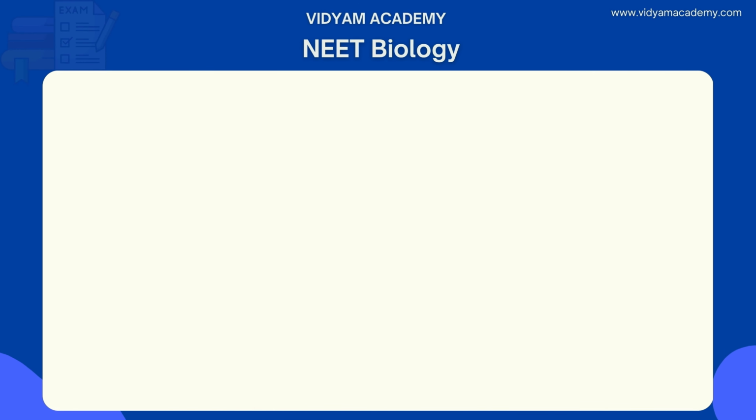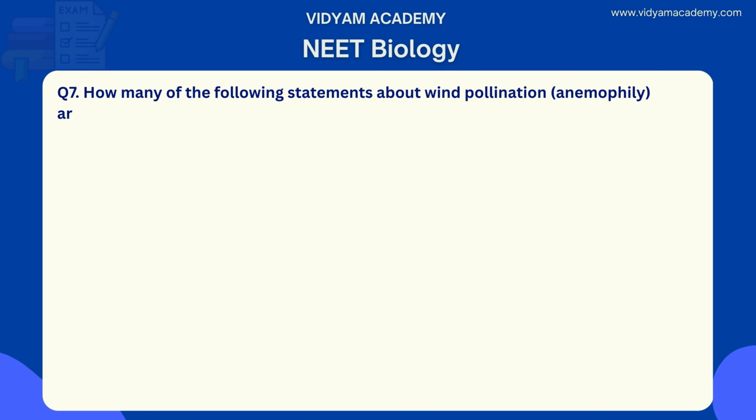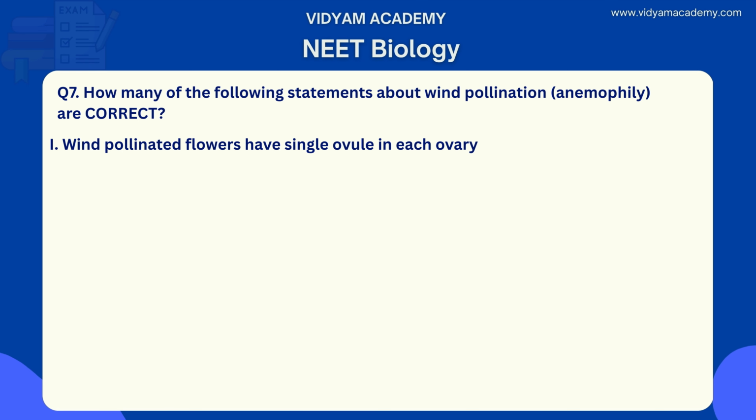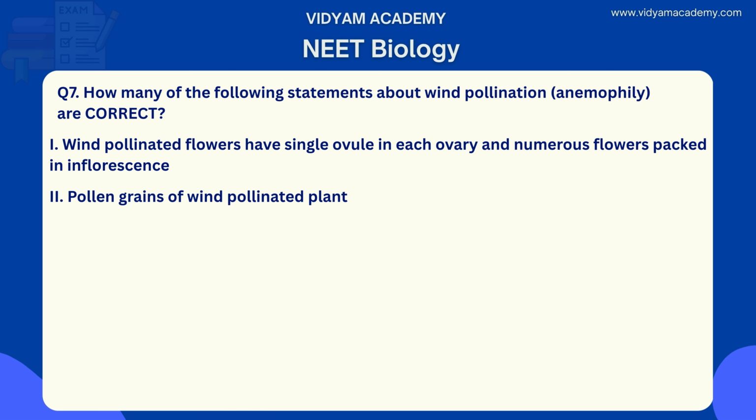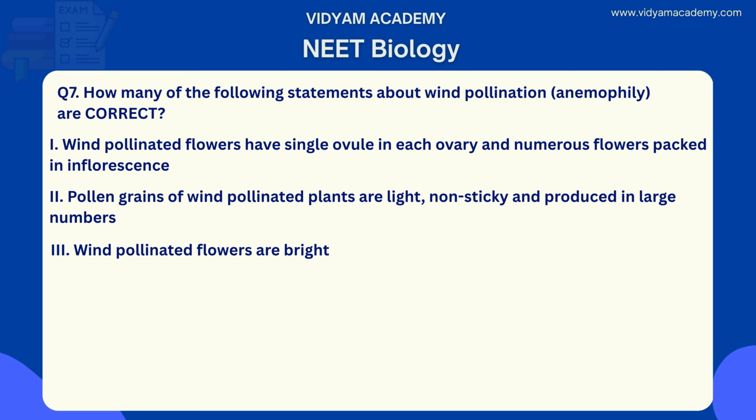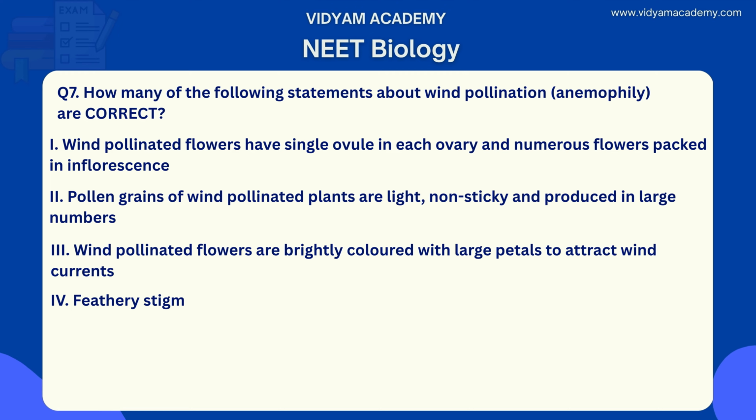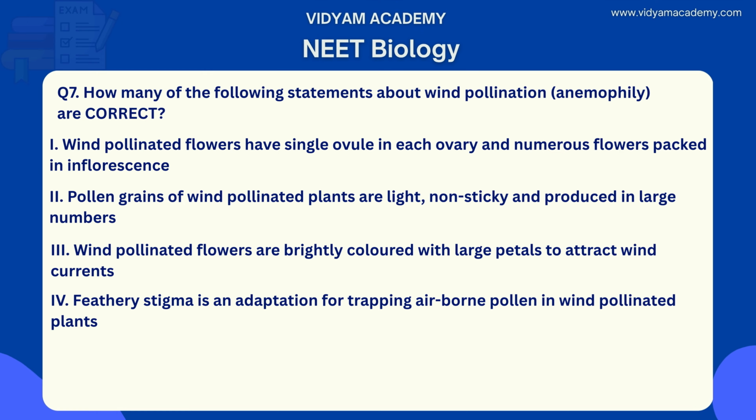Question number 7. How many of the following statements about wind pollination, anemophily, are correct? The first one, wind pollinated flowers have a single ovule in each ovary and numerous flowers packed in an inflorescence. The second one, pollen grains of wind pollinated plants are light, not sticky, and produced in large numbers. Option 3, wind pollinated flowers are brightly colored with large petals to attract wind currents. Option 4, feathery stigma is an adaptation for trapping airborne pollen in wind pollinated plants.